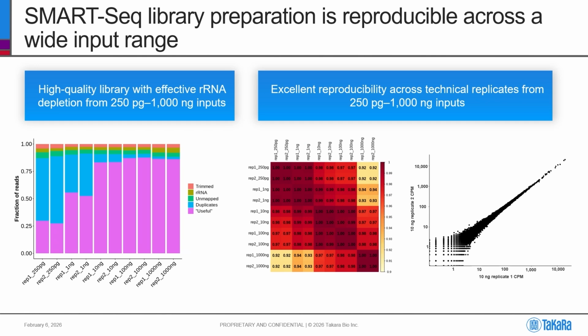SmartSeq library preparation supports a wide range of RNA inputs while maintaining uniform depletion performance across all inputs, as shown in the figure here. Higher duplicate reads at inputs below 1 nanogram are expected due to high sequencing depth combined with low RNA input. Strong correlations between technical replicates and across input levels demonstrate excellent reproducibility, underscoring the reliability and minimal bias of the data.